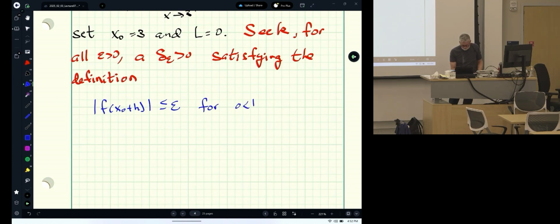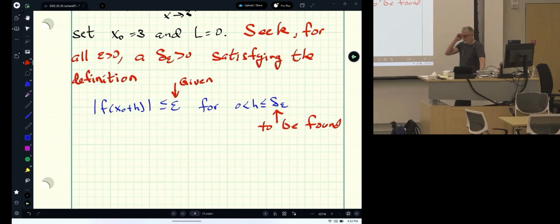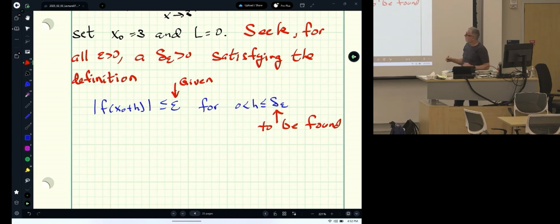less than or equal to epsilon for 0 less than h less than or equal to delta epsilon. And this is to be found. So that's our variable. This is given. So the level of precision is given. How tight? Oh, I should have minus L so you know that we've got the limit in there. In fact, let me put minus L then, that would be even better. Minus L, sorry about that. Okay, so we found x0, etc.